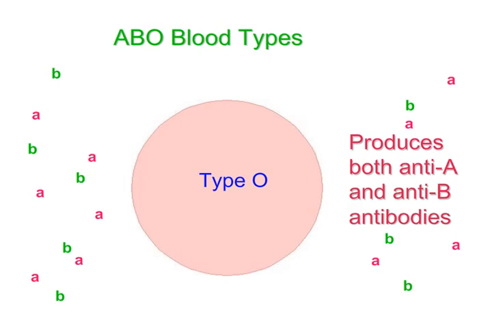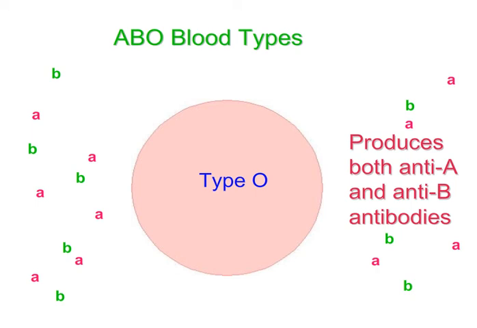Now let's look at type O blood. Remember that I said before, O is not really a blood type. That is, it's not a type of antigen. In this case, I want you to think of O as meaning zero, meaning that there are zero antigens present on the surface of the red blood cell. So you can see that our red blood cell here looks like a big bald head with no antigens on the surface.